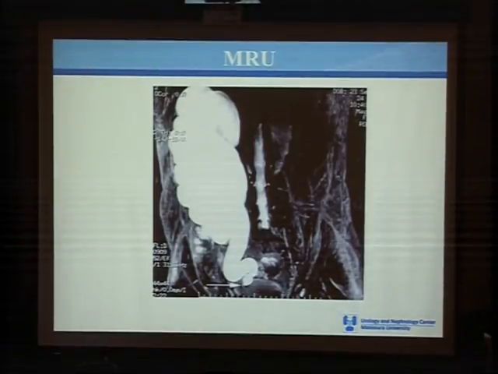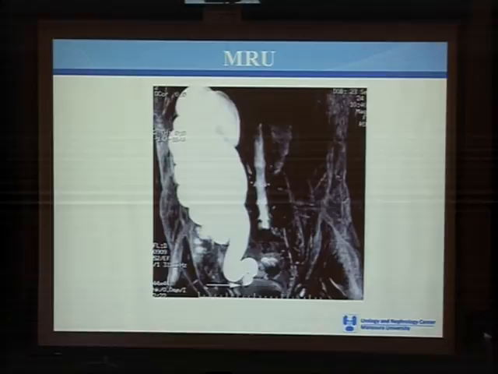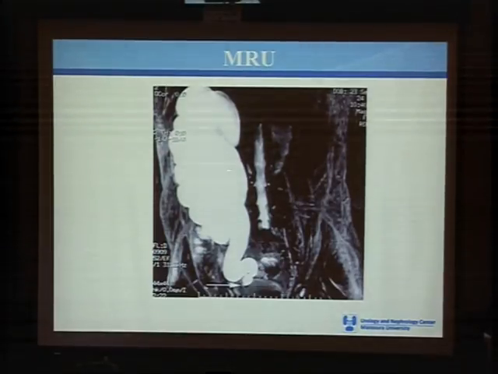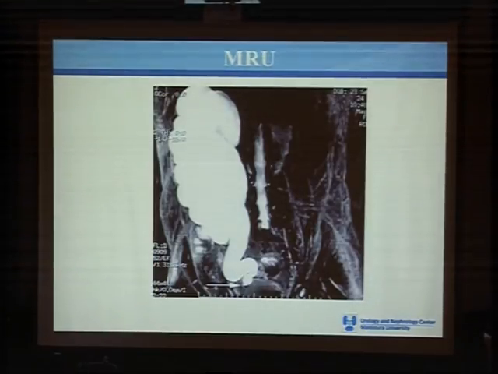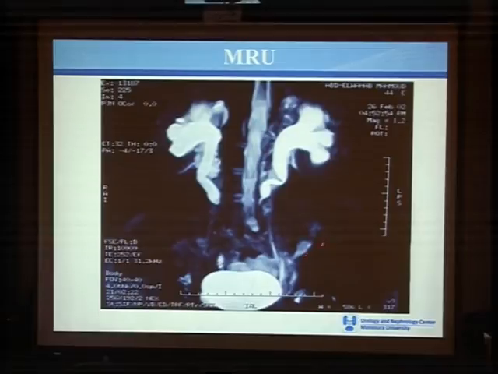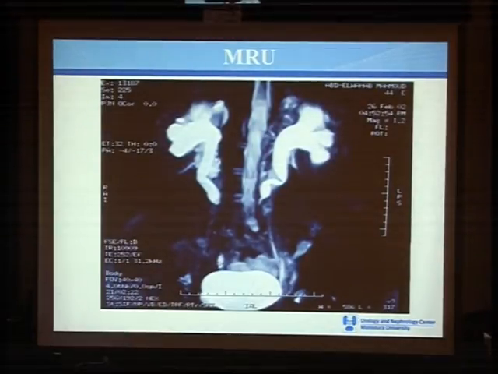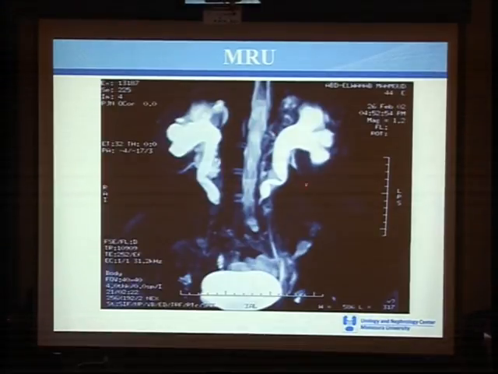This is without injection of any contrast material. This is T2-weighted MRU. This is the column of urine. It appears white without injection of any contrast material. And here, this is a retroperitoneal fibrosis causing bilateral hydronephrosis with medialization of both ureters.